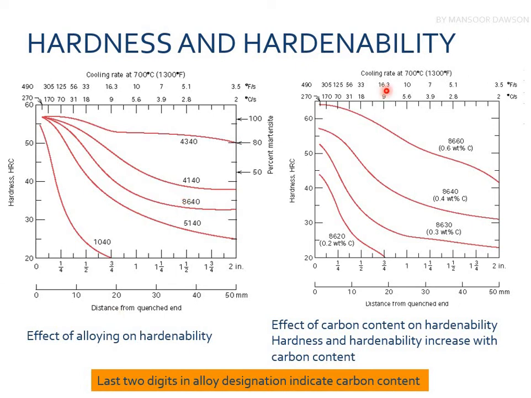And as the percentage of carbon changes, there's also a relation between the distance from the quench end and the hardness. You can see that as the percentage of carbon decreases, the hardness also decreases. This is 0.2% carbon, this is 0.3% carbon, this is 0.4% carbon, and this is 0.6% carbon. So at the same distance you can observe different amounts of hardness.